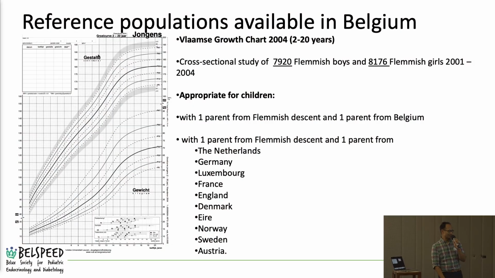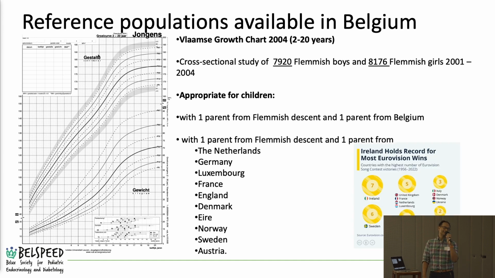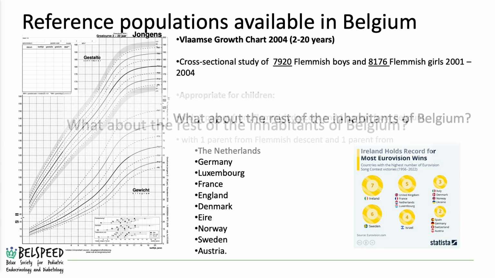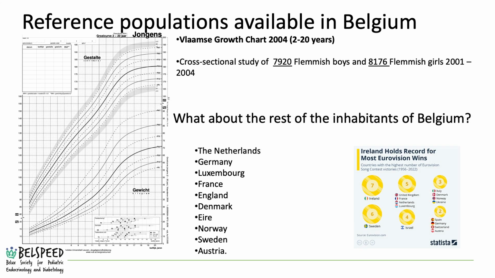Bit hard to remember, I think, and I always thought, what's the common trait of these countries? And then I found out, actually, they're all winners of the Eurovision Song Festival. So if you're in doubt whether the reference population is appropriate, just ask the other parent, did your country win the Eurovision Song Festival at one point? If they say yes, probably you can use this reference population.